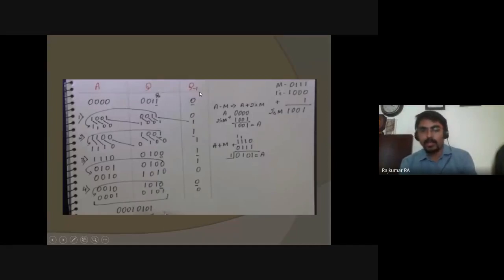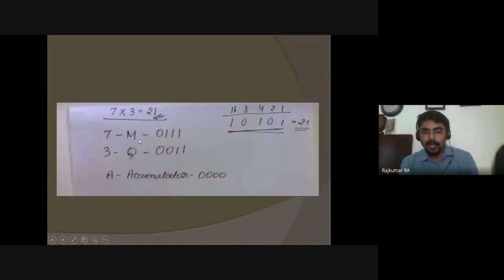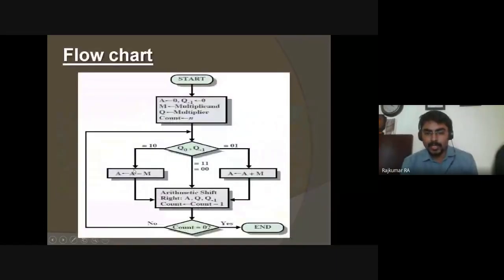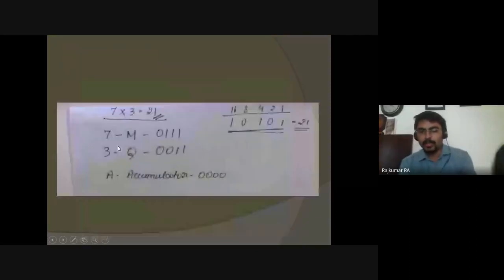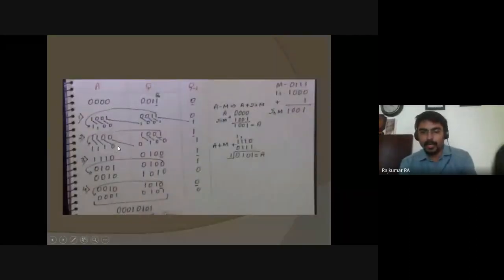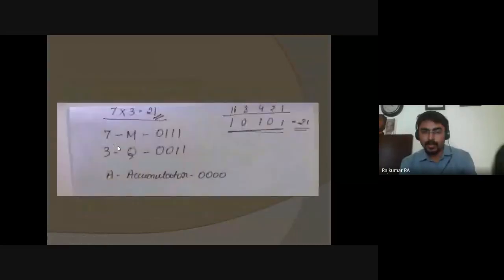If you want, you can add the value of M, but the M value won't change, because every time only the A value will be changing. Whenever we do A is equal to A minus M, and A is equal to A plus M, the M value won't change, only the A value will. So for this, the M value is 0111.